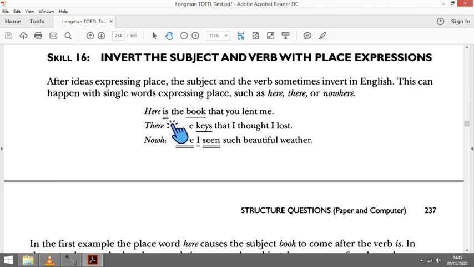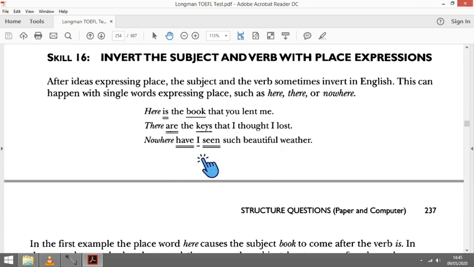It is different if there is no "here": The book that you lent me yesterday, for example. But if there is a place expression, we put the place expression first, then the verb be, and the subject. Focus here. For example, there are the guests. Why do we use "are"? Because guests is plural.